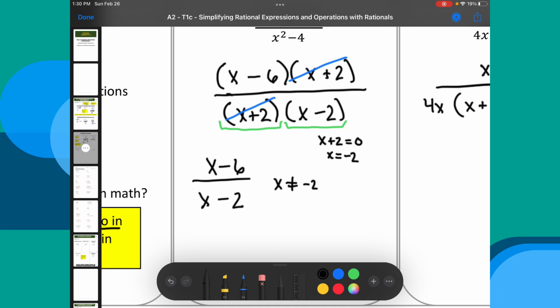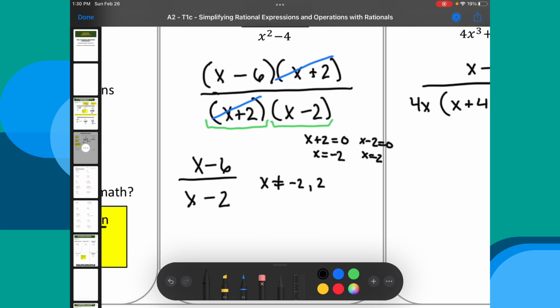Now we'll do the second factor in the denominator. X minus 2 is equal to 0. I'm going to solve that by adding 2. And x also is not allowed to equal positive 2 in this denominator. The numerator is allowed to be 0. That is okay in math. So I don't need to worry about that x minus 6. Don't even need to think about it. I only think about the denominator.